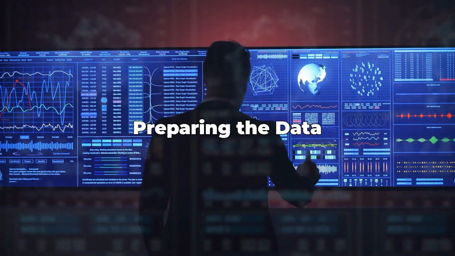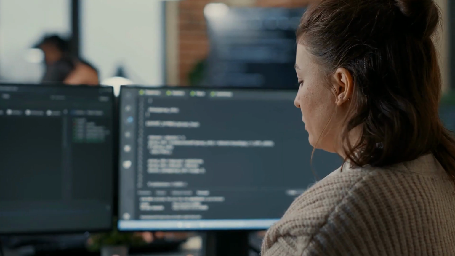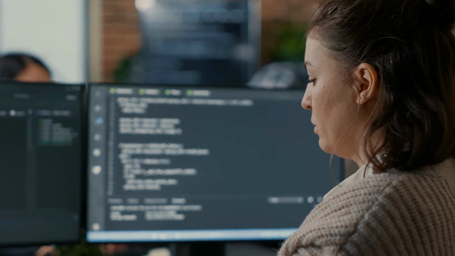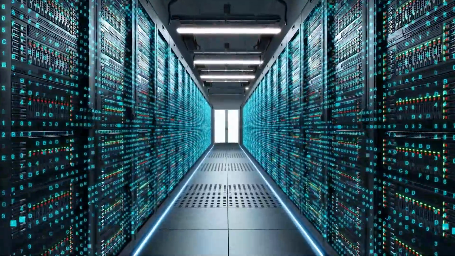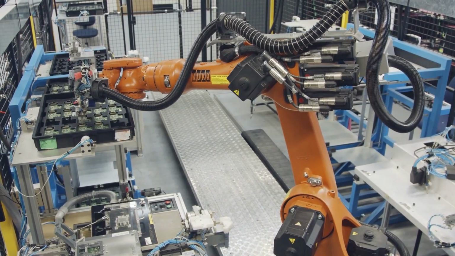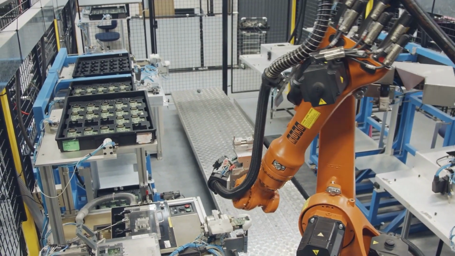Preparing the data. The next step is to prepare the data that will be used to train the AI model. This involves cleaning the data, transforming it into a format that can be used by the AI algorithms, and dividing it into two sets: a training set and a validation set. The training set is used to teach the AI model how to make predictions, while the validation set is used to evaluate the performance of the model.